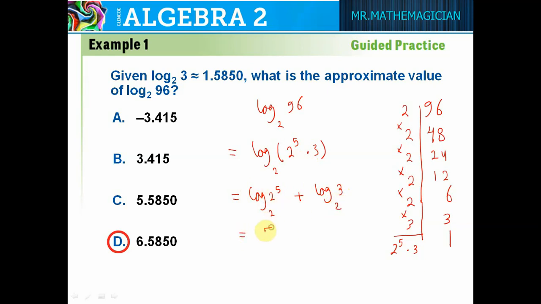This one equals 5 because you know that the answer of the log is the power while the bases are the same, so the answer is the power directly, plus log 3 base 2. Log 3 base 2 is given as 1.5850. So if you add, this will be approximately 6.5850, and D is the accurate choice.